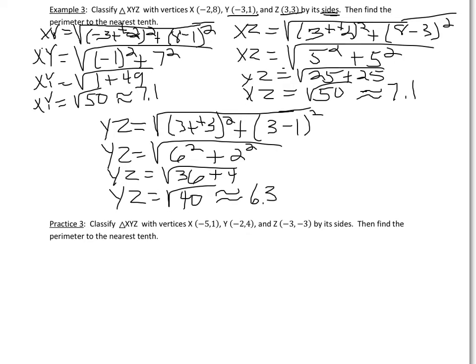So now I know I've got two sides the same. So right off I know the type of triangle it is: isosceles. So there's the first part of my answer, because two sides are the same.